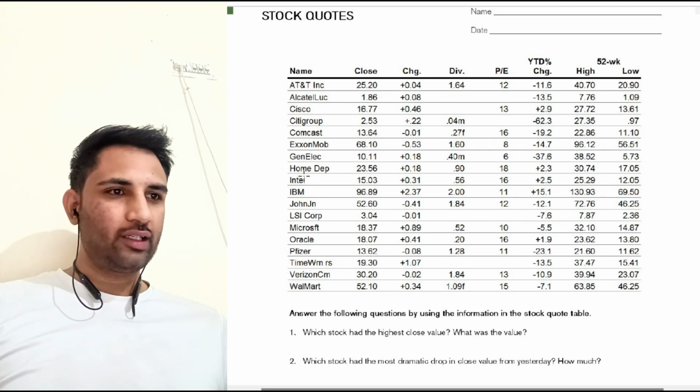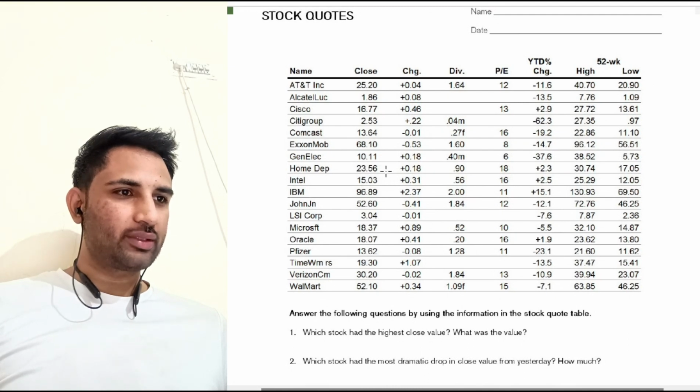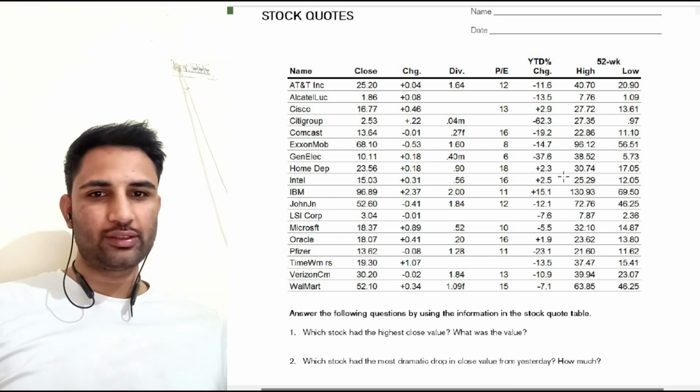Next one is Intel. The closing price for Intel is 15.03. Change is 0.31%. Dividend is 0.56. PE is 16. Year to date change is 2.5%. 52-week high and low are 25.29 and 12.05.